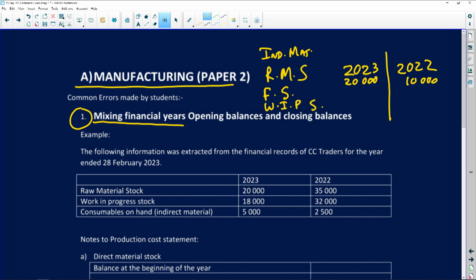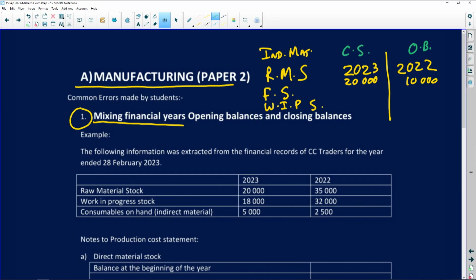Once again, please make sure that 2022 is generally your opening balance. The previous financial year becomes the opening balance for the current financial year, and obviously the current financial year is always the closing balance. What was the balance at the end of the year, 2023? What was the balance at the beginning of the year, 2022? And remember, if you confuse these two amounts, you end up losing 2 precious marks. So I want you guys to take note of that. Right, so there we go.